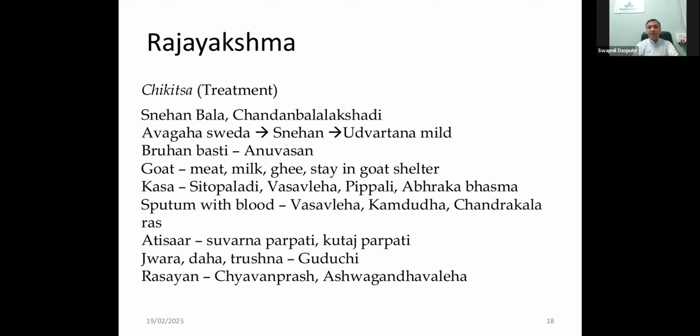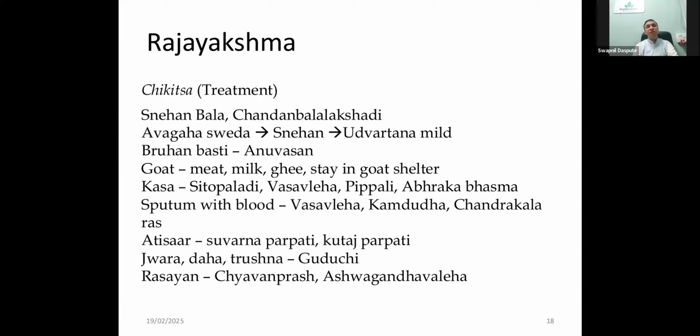It is quite surprising. I'll explain the treatment first. So what does it say? That goat meat should be consumed, goat milk should be consumed, goat ghee should be consumed, and the patient should stay in the goat shelter.